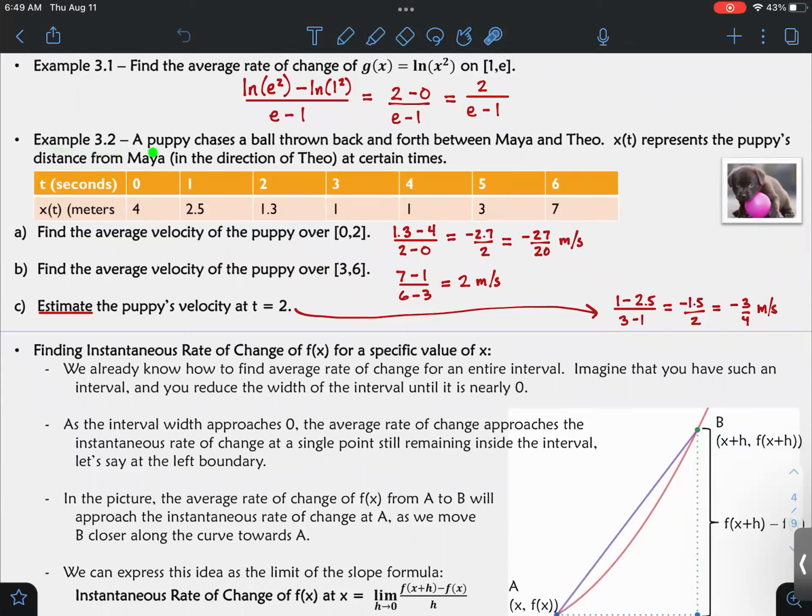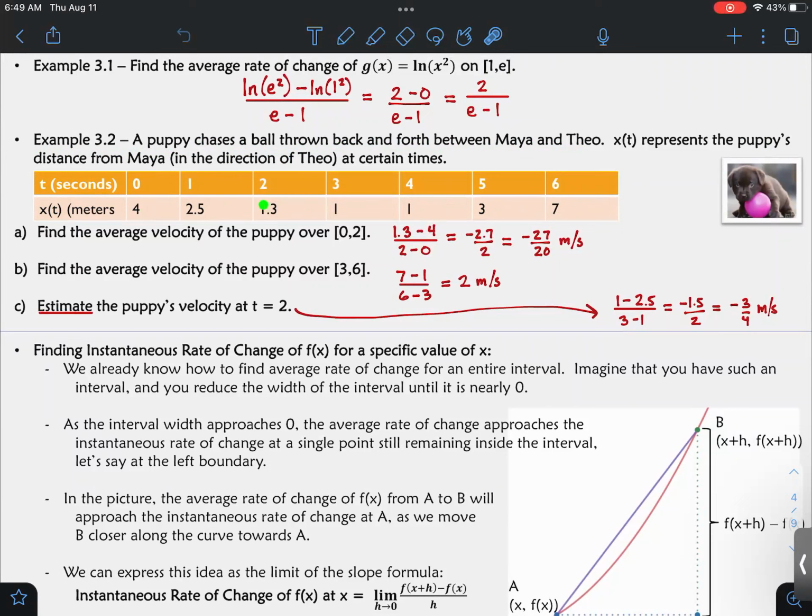Example 3.2 puts a little context in, more of a word problem. It's also quite common in this course to have information presented in a table. In this case, we don't have an actual function provided for x. X is supposed to represent a distance between the puppy and Maya, or at least in the direction of this other character, Theo. But we don't know the function for x.